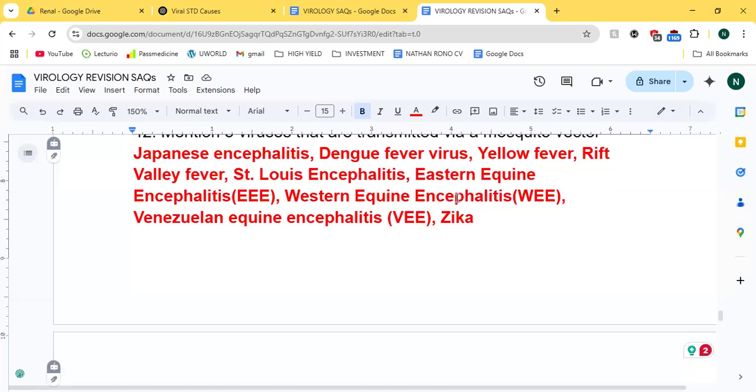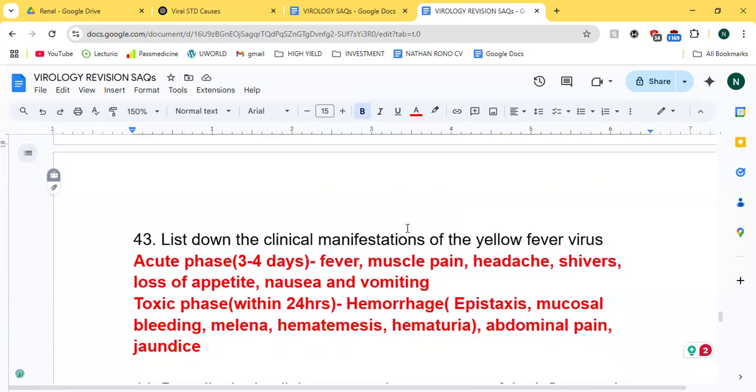Then manifestations of yellow fever. Usually in the acute phase, remember the non-specific symptoms: fever, muscle pain, headache, shivers or chills, loss of appetite, nausea, and vomiting. And then the toxic phase, where normally people get yellow fever. Very few patients go to the toxic phase, because at the toxic phase is where there is the bleeding. They usually say around 15% of patients progress to this stage.